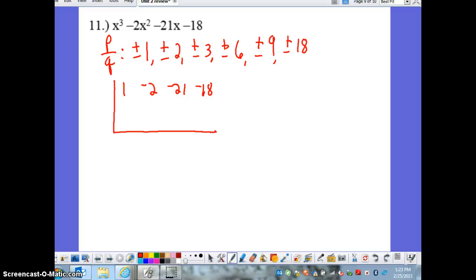This is Unit 2 review, numbers 11 and 12. So 11 and 12, these are the problems where, again, you're still trying to graph these. You have an x to the third, x to the fourth, or x to the fifth, and it's not going to factor from the beginning.